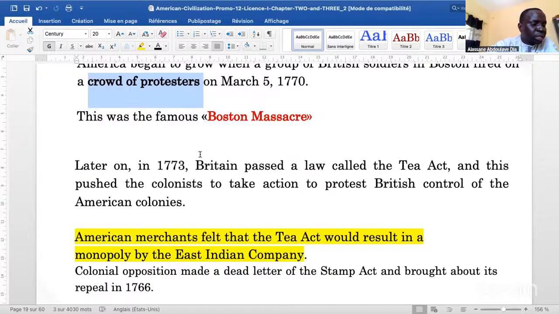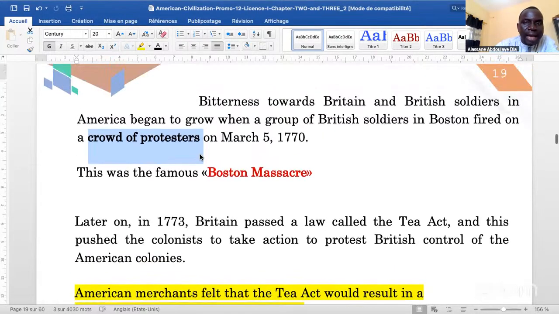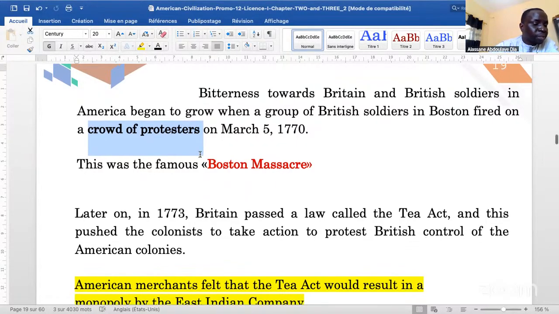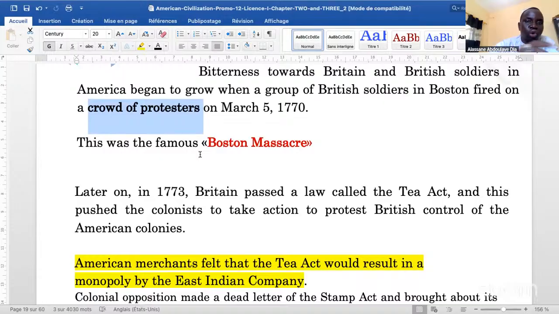So the revolution started with problems. And one of the problems is the Boston Massacre. When I ask you what the Boston Massacre is, class, tell me that the Boston Massacre is when a group of protesters against the taxes demonstrated and the British military, the British soldiers, fired on them. They massacred them. This is called the Boston Massacre. Are you with me, class? Do you understand now?